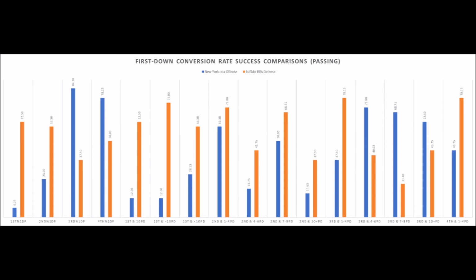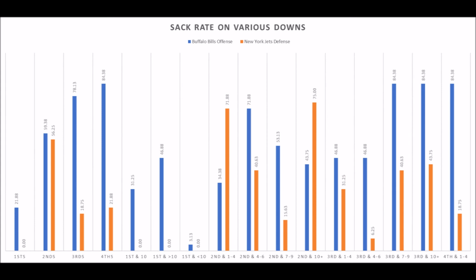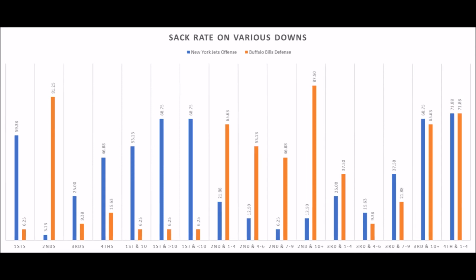Then we look at sack rate on various downs for the Bills versus the Jets. The Bills have a pretty decent advantage over the Jets on first down, a slight advantage on second down, and a pretty sizable advantage on third down, which I think will benefit them pretty well. Then, of course, you look at sack rate for the Jets versus Bills on first down and third down situations. In these two particular areas, the Jets are favored.